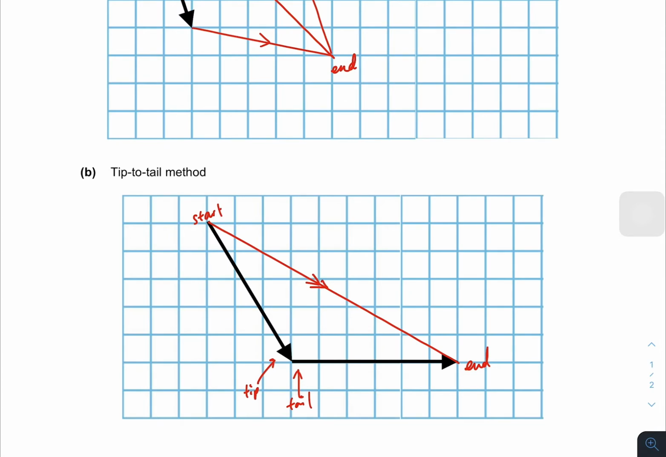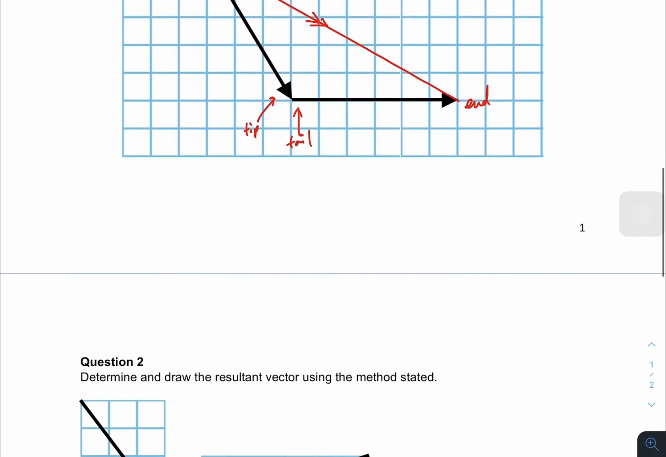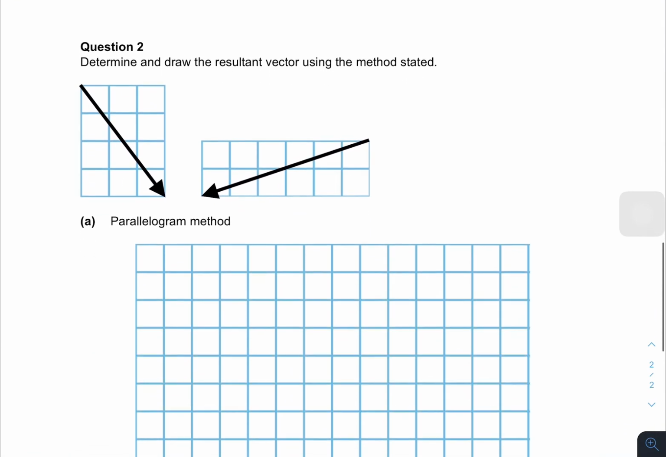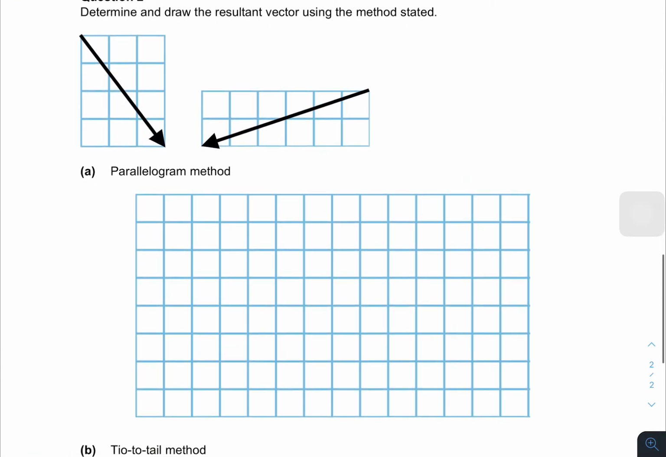Now, question 2. They give you a sample of two different vectors. What we are going to do is arrange them, draw our own, and find the resultant vector using the two methods. First, the parallelogram method. Let's look at the individual vectors first. We have a vector from the left to the right, towards the southeast direction. Then we have another vector over here to the southwest direction.